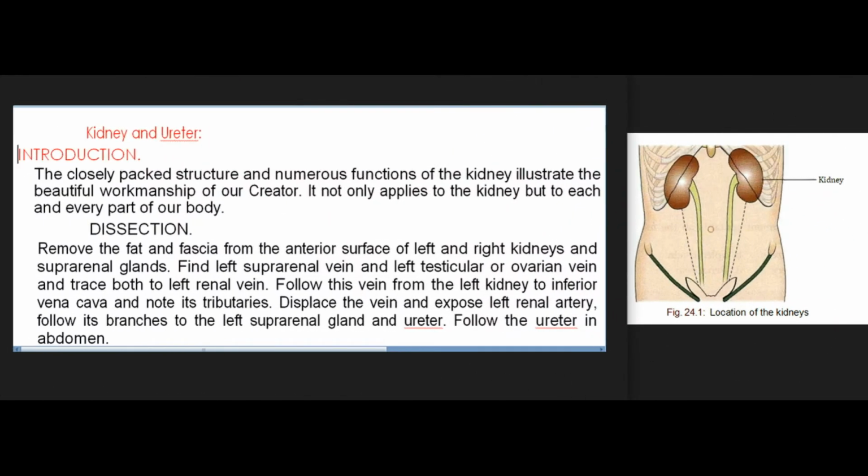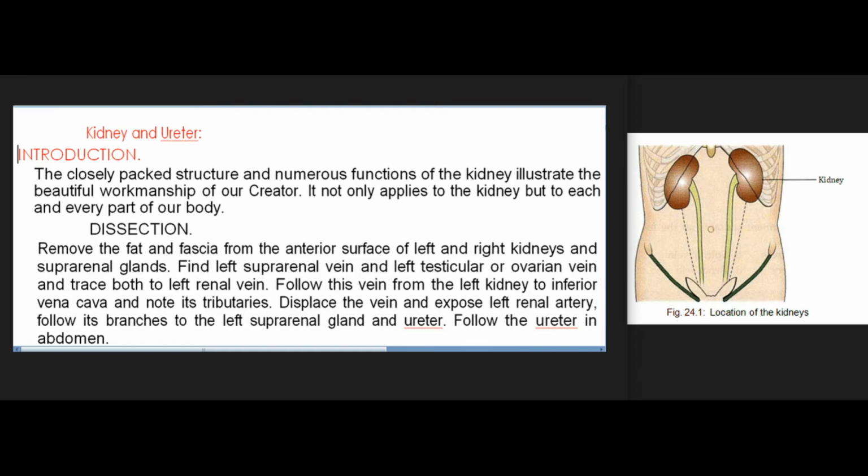Don't stop. Kidney and ureter. Introduction. The closely packed structure and numerous functions of the kidney illustrate the beautiful workmanship of our Creator. It not only applies to the kidney but to each and every part of our body.